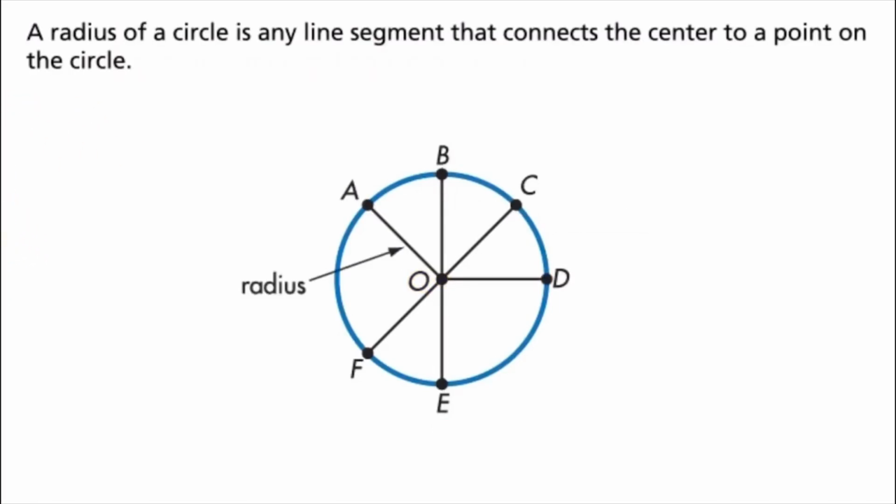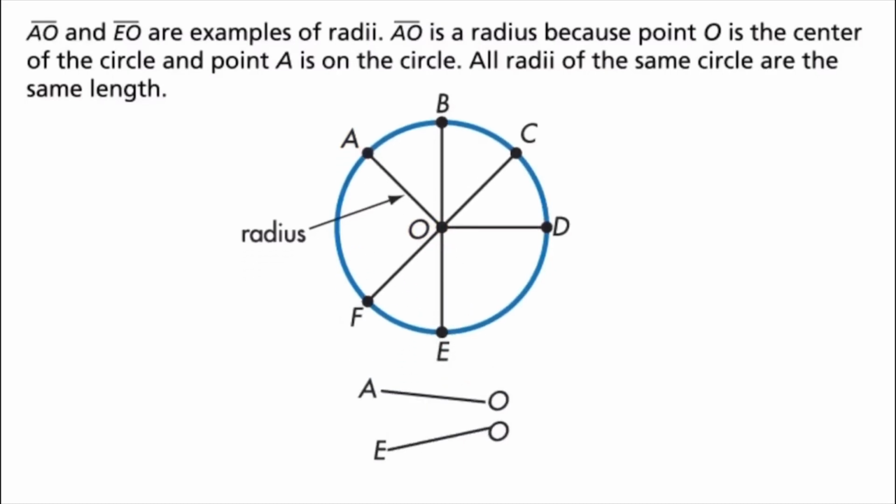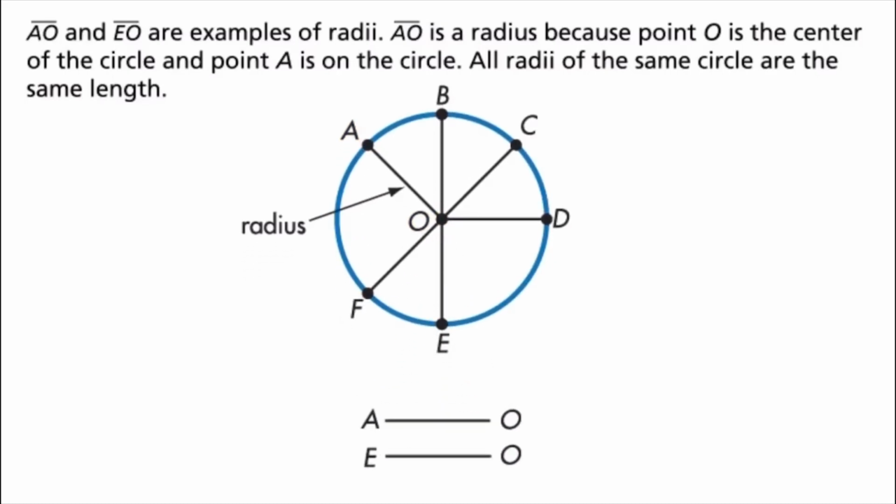A radius of a circle is any line segment that connects the center to a point on the circle. Line segment AO and line segment EO are examples of radii. Line segment AO is a radius because point O is the center of the circle, and point A is on the circle. All radii of the same circle are the same length.